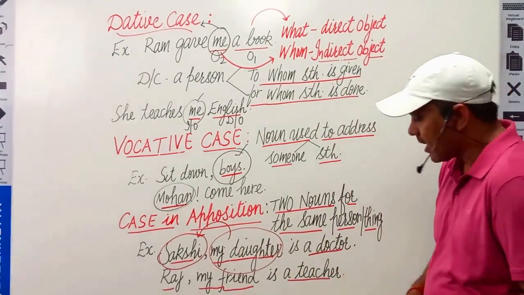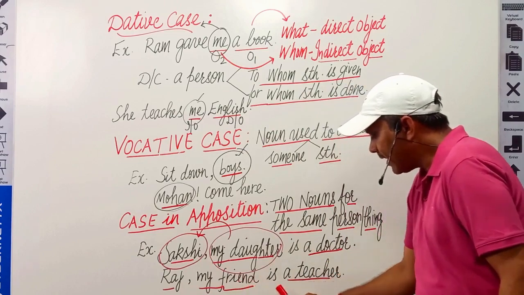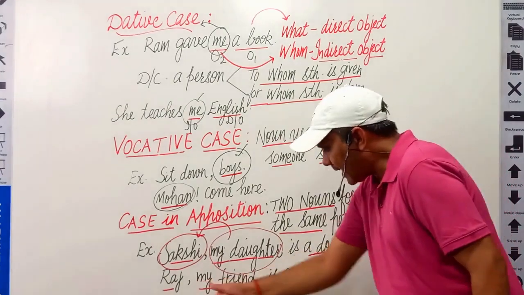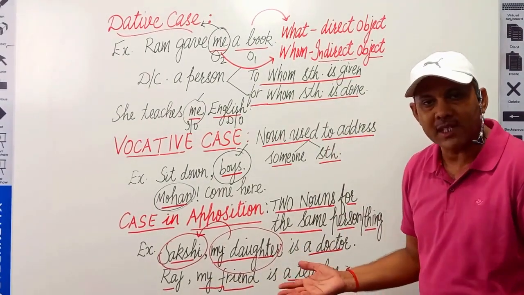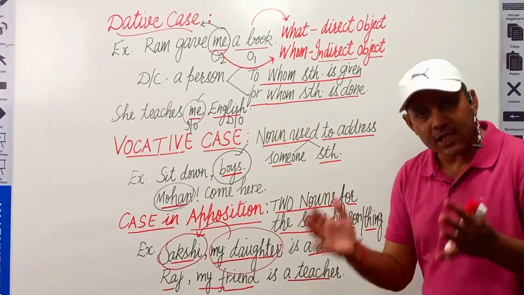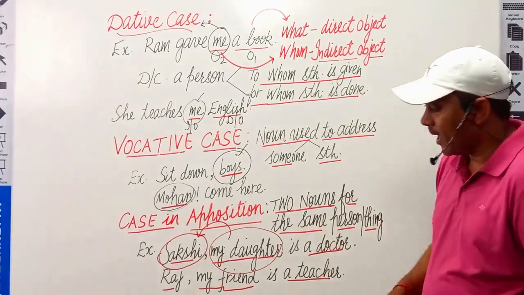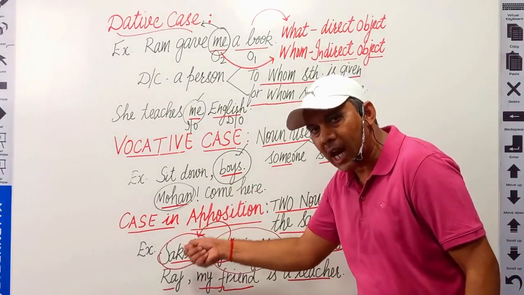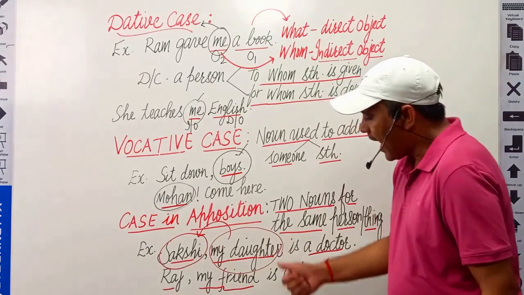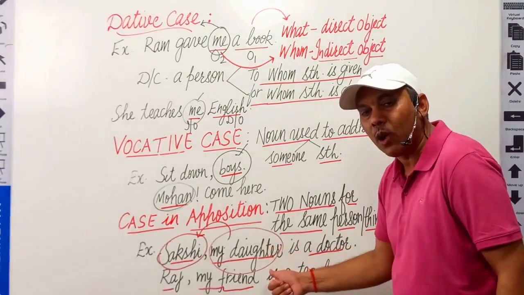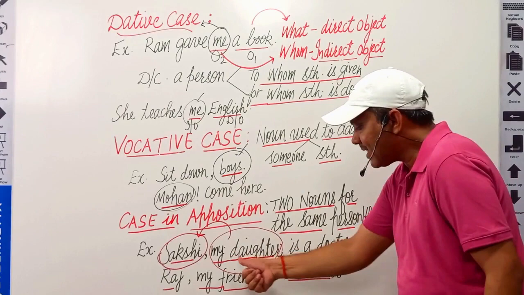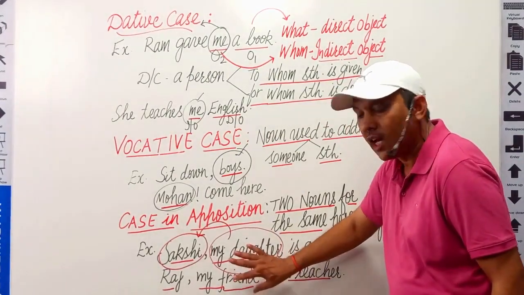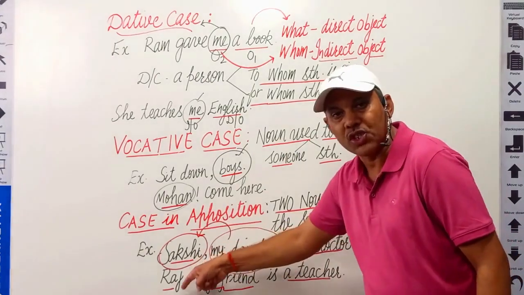The next example is Raj, my friend, is a teacher. Who is a teacher? Raj. We can say Raj is a teacher. This is also a complete sentence. Sakshi is a doctor. This is also a complete sentence. But who is Sakshi? Who is Raj? To add something more to these proper nouns Sakshi and Raj, I explained them with the help of one more noun, that is my daughter and my friend. These nouns are known as noun cases in apposition.